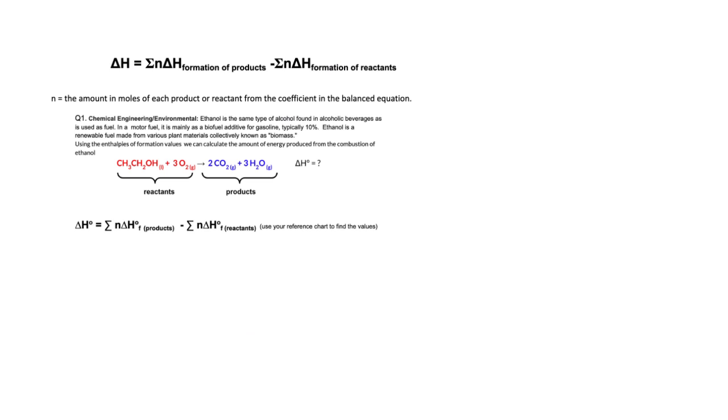So now that we know what those standard heats of formation are and the formation reaction, we can actually use them to find a heat of an unknown reaction. So in our first question, ethanol is the same type of alcohol found in alcoholic beverages, and it's also found in fuels. Ethanol can be burned with oxygen to make carbon dioxide and water.